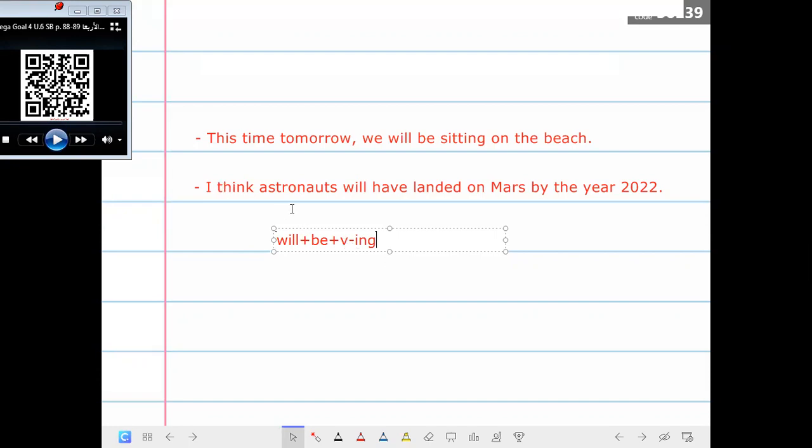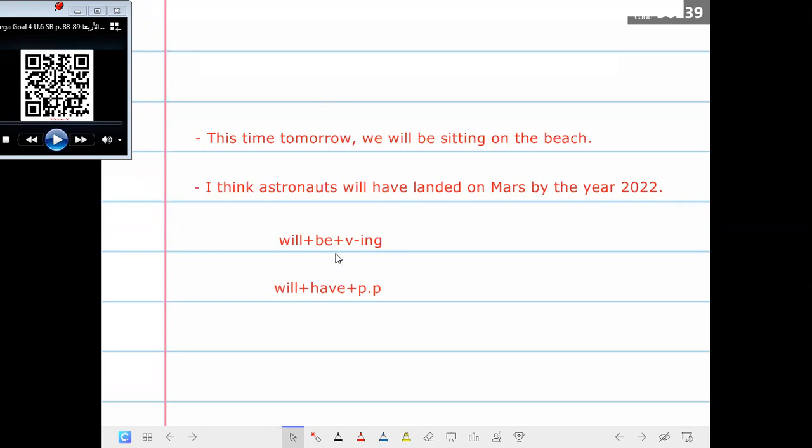طيب لما نيجي للفيوتشر بيرفكت. الفيوتشر بيرفكت بيتكون من the form is will plus have plus past participle. will have past participle يعني will have مع التصريف الثالث من الفعل. طيب when I have to use this form, we use this form or the future perfect when we want to talk about action that will be completed in the future before another event or before another specific time in the future. زي ما احنا شفنا في المثال I think astronauts will have landed on Mars by the year 2022. يعني الحدث اللي قدامنا ده مش هيكتمل إلا بحلول 2022. يبقى إذا كنت بتكلم عن شيء سيكتمل في وقت محدد في المستقبل استخدم the second rule اللي هي will have والpast participle.